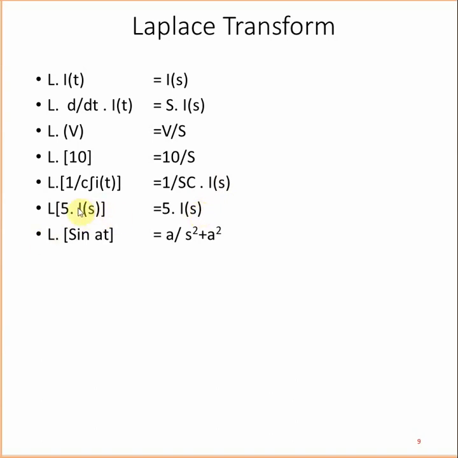Sorry, here I of t is equal to 5 into I of s. The Laplace transform of sin a t means a divided by s square plus a square. So this is about the Laplace transform. You need to know it and you need to substitute.